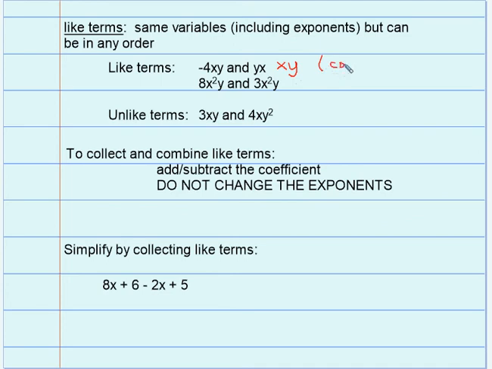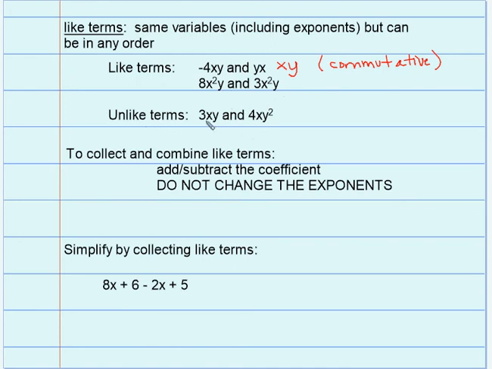That would be the commutative property that lets us rewrite that as xy. And then you can see that these match up. The coefficient of this term, xy, is 1. The coefficient of this term is negative 4. Those coefficients do not have to be the same in order to have like terms. Another example would be 8x squared y and 3x squared y. Those are like terms. They both have an x squared and they both have a y.